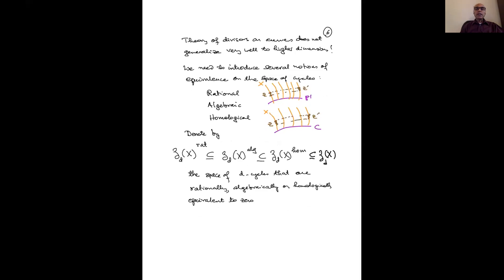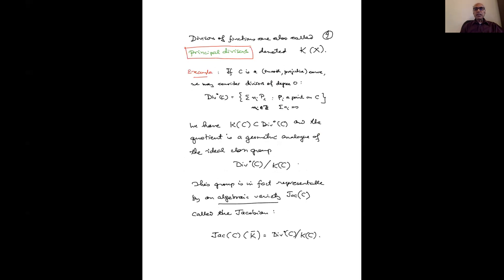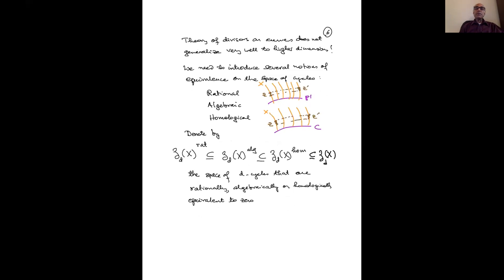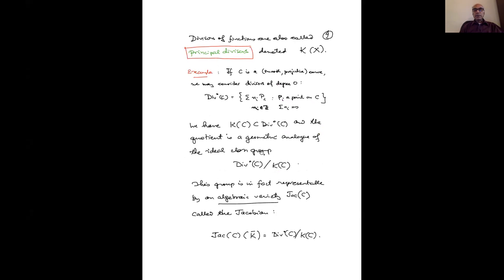Okay, so now the point is that when I'm studying divisors of degree zero on a curve, I have recourse to this object, which I call the Jacobian variety. Now, if I'm trying to study higher dimensional objects, it becomes a lot more complicated. So the theory of divisors on curves doesn't generalize very well to cycles of higher dimensions on higher dimensional varieties. So the first thing that happens is we need to introduce equivalence relations. Remember, when we were looking at divisors of degree zero, we then had to introduce an equivalence relation, namely whether it's a principal divisor.